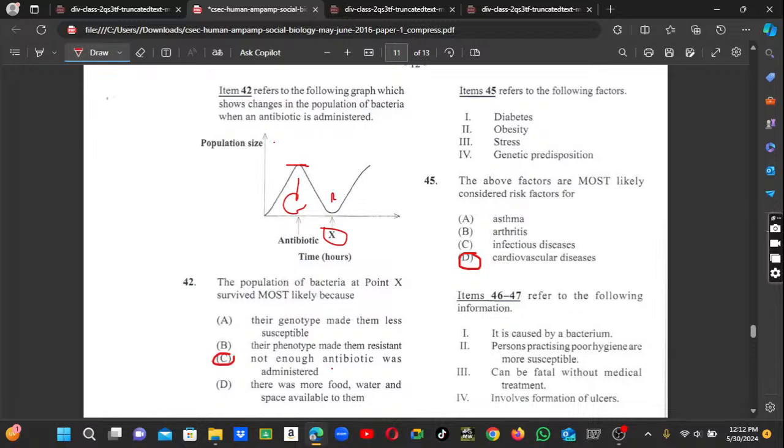So we can say B. This was the bacteria. So we can see that the antibiotic was high here. If the bacteria was between this point right here, we know that the bacteria would have been destroyed. But it was right here. This is where X is. So we can see that the antibiotic is low in concentration here. Therefore, there was not enough antibiotic administered. Alright, and it's very simple and precise.